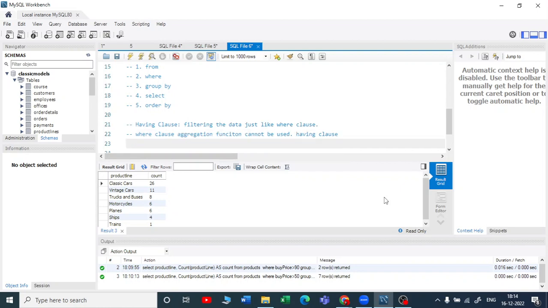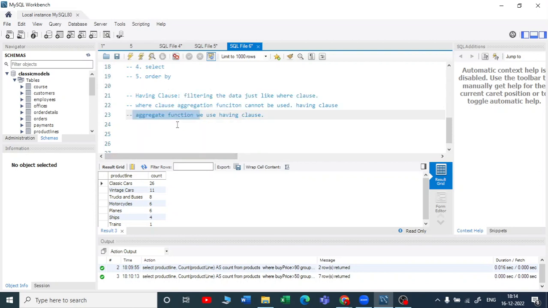So what does it mean? If you want to apply some aggregate functions, we use the having clause. That is very important. If you want to use any aggregation functions, we use the having clause. We cannot use the where clause for aggregation.